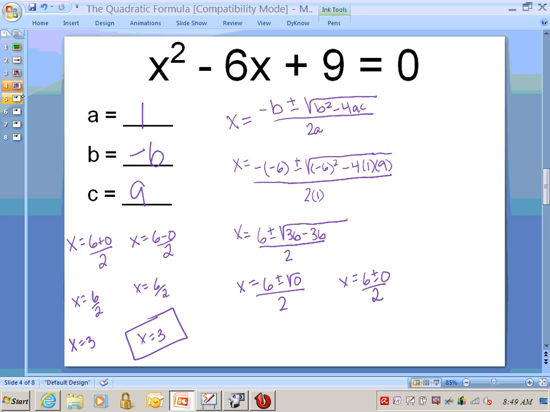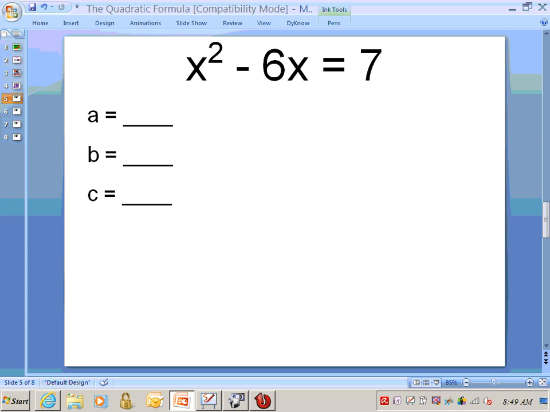All right? Let's try another one. Copy this one down. Okay, what's wrong with this one? Right. Okay, the 7's on the other side. Can we write our A, B, and C if it's like that? No, we got to fix it first.